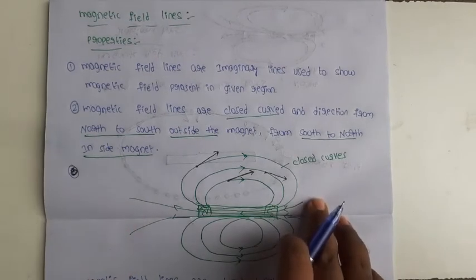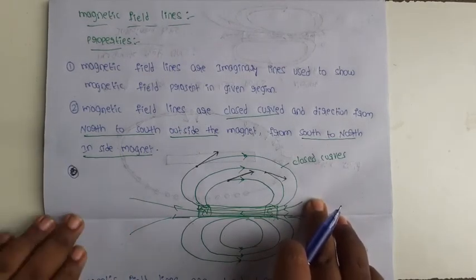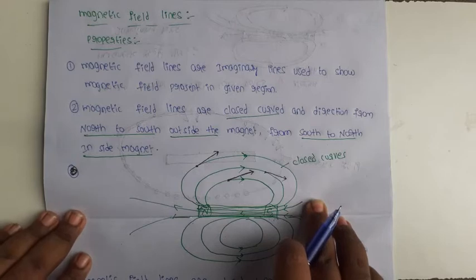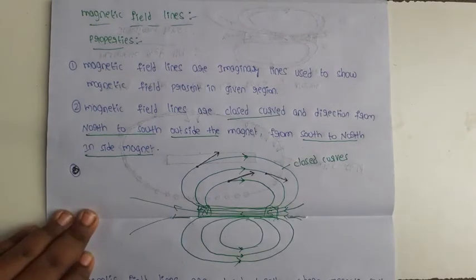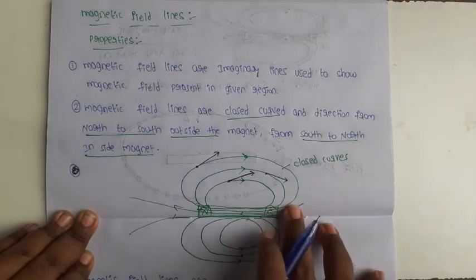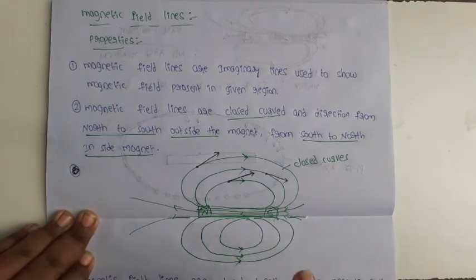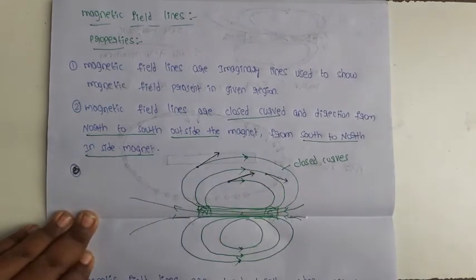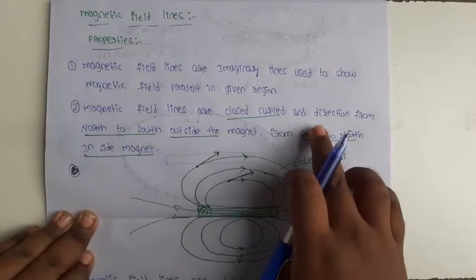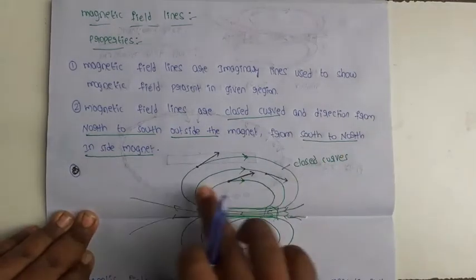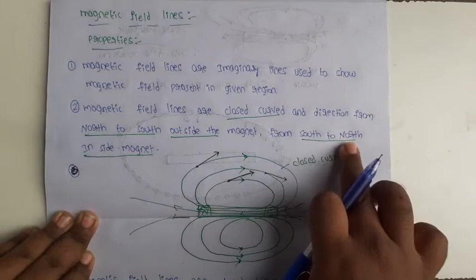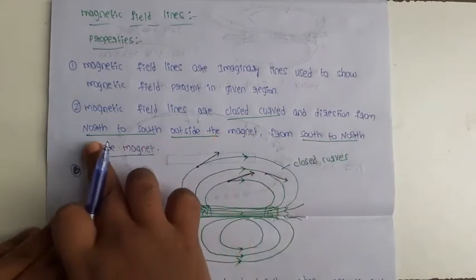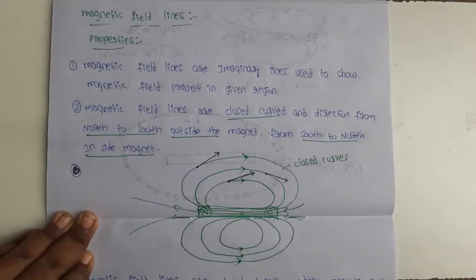What is the first point? Magnetic field lines are imaginary lines. These lines can be used to show the magnetic field present in a given region. Second point: magnetic field lines are closed curves. And what is the direction of the magnetic field lines? Inside the magnet, south to north direction. Outside the magnet, north to south direction.